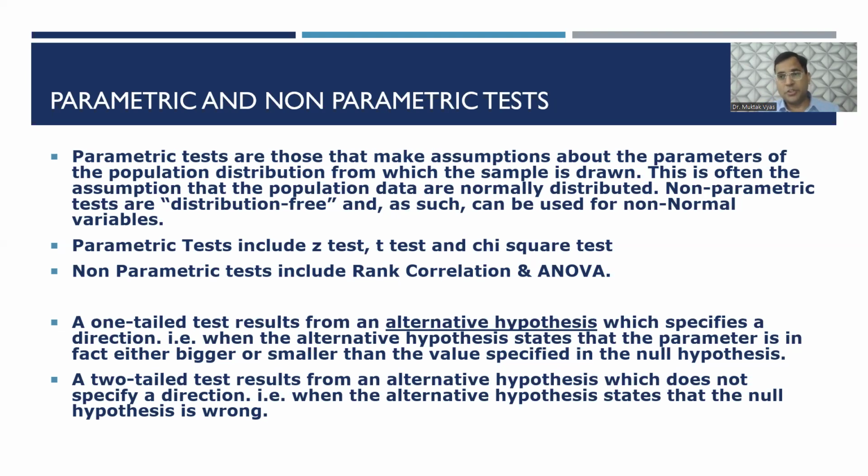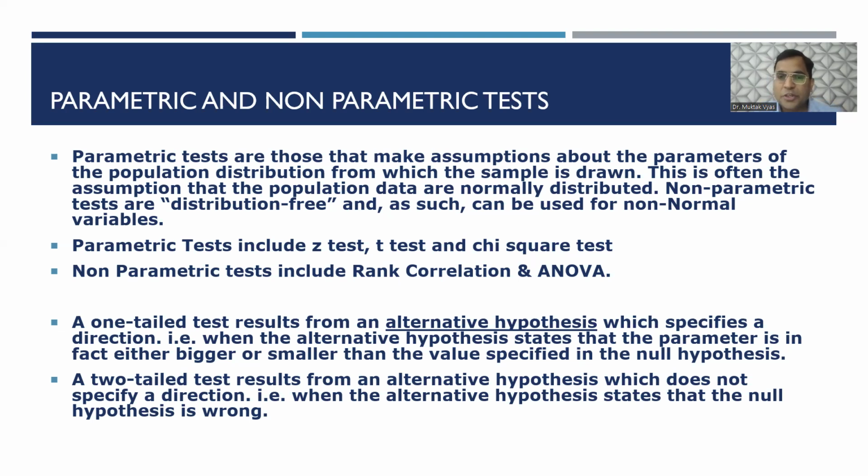Now, in the same way, we should know what is a one-tailed test and what is a two-tailed test. A one-tailed test results from an alternative hypothesis which specifies a single direction. When the alternative hypothesis states that the parameter is in fact either bigger or smaller than the value specified in the null hypothesis. So, where the inclination of the curve is towards only one side.